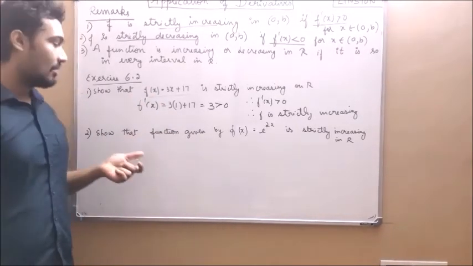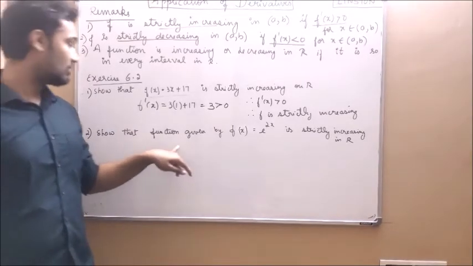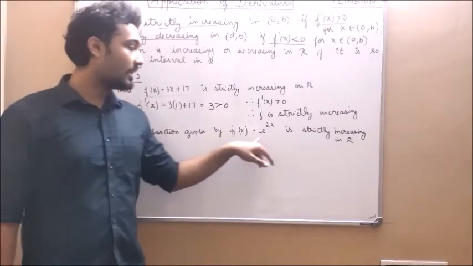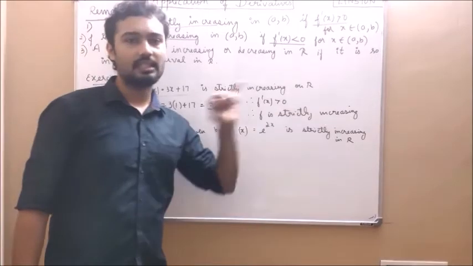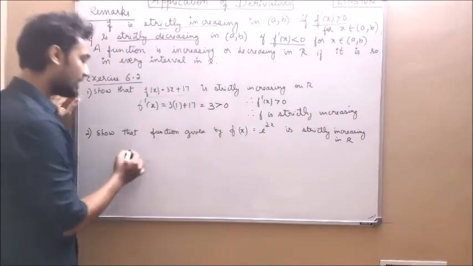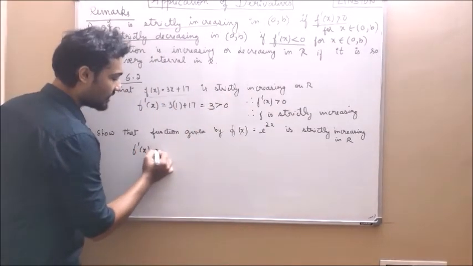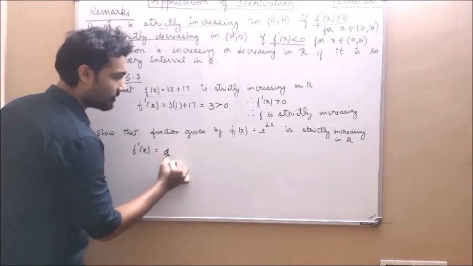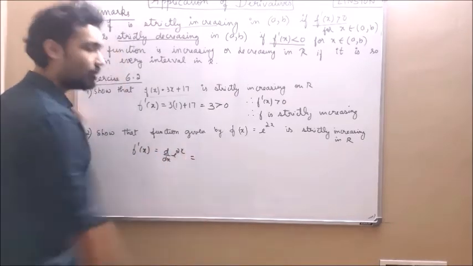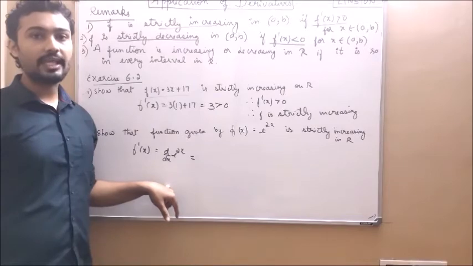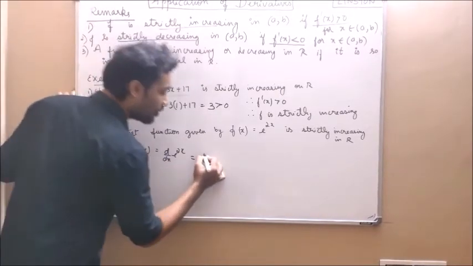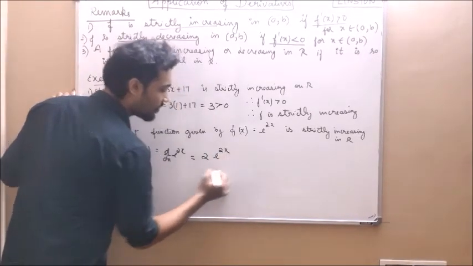Fairly simple. Next function, show that the function given by e power 2x is strictly increasing in R. So first find the derivative. What is f dash of x? F dash of x is nothing but d by dx of e power 2x. You know, d by dx of e power ax is nothing but a into e power ax. So this derivative is 2 into e power 2x.